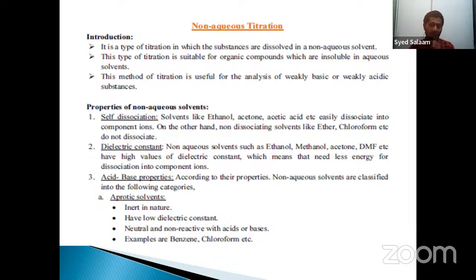Next, acid-base properties. As we have seen, amphiprotic solvents have both acidic and basic properties, and they can solubilize and standardize both acidic and basic substances. Coming to the first category of solvent, aprotic. First of all, they are inert. They do not show any leveling effect, have a low dielectric constant, and are neutral and non-reactive, but still they can act like a catalyst and increase the rate of reaction. Examples of aprotic solvents are benzene and chloroform.